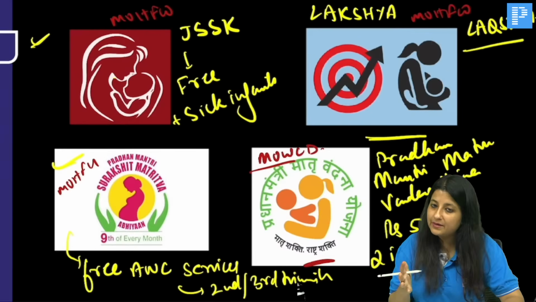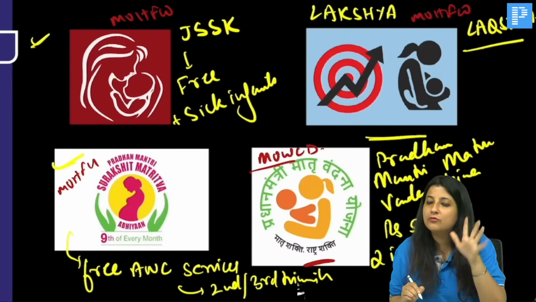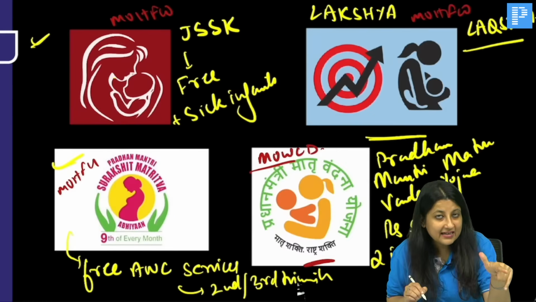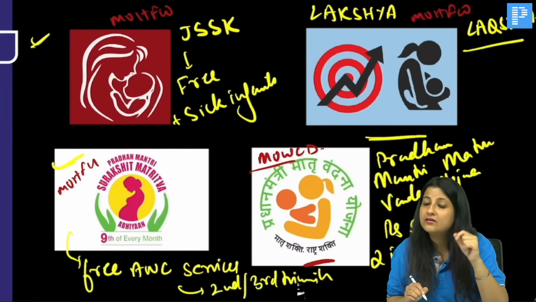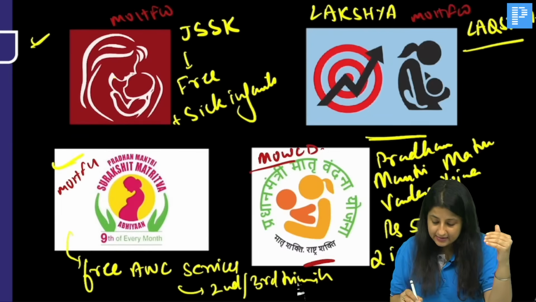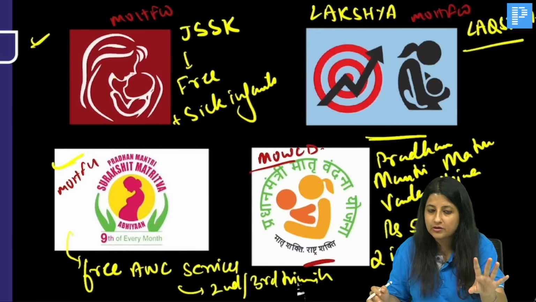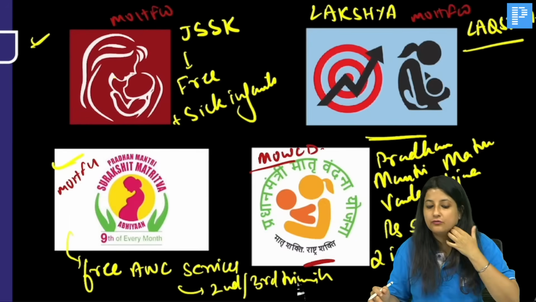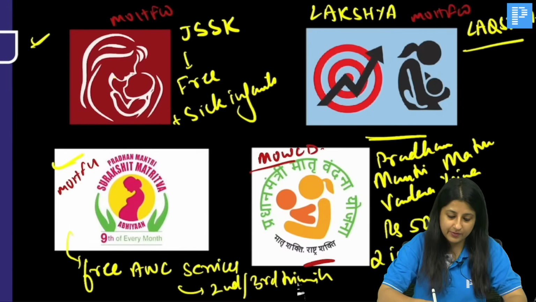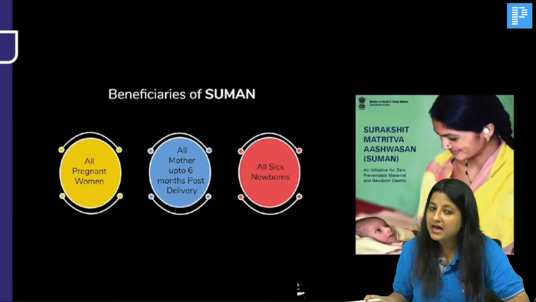Pradhan Mantri Matru Vandana Yojana is only given for the first live birth, and that too to women who are more than 19 years. But if the second live birth is a girl child, then rupees 6,000 is given as a single installment. Remember this much for now: we give an incentive of rupees 5,000 in 2 installments, not 3, and if the second child is a girl child, rupees 6,000 as a single installment. Got it, everybody? Chalo.